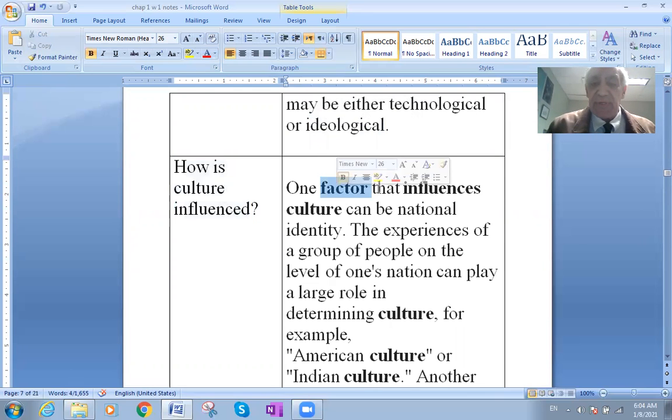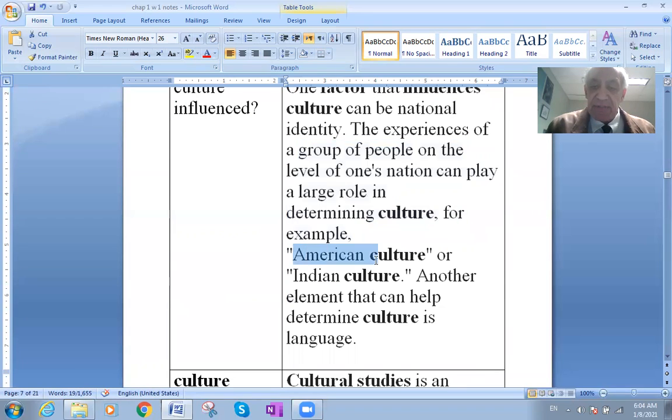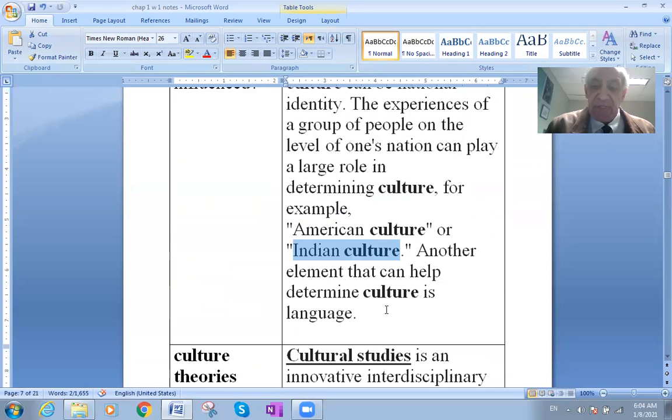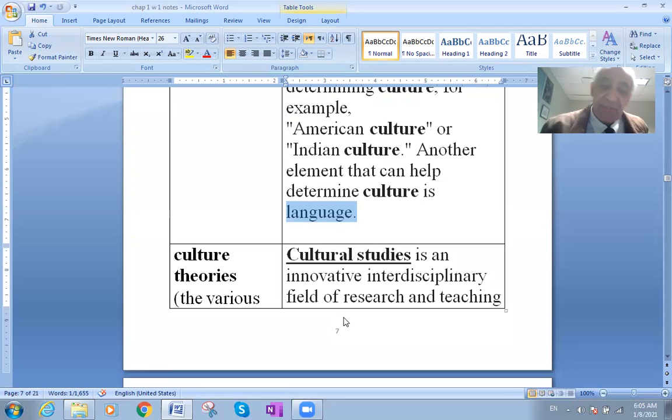One factor that influences culture can be national identity. The experiences of a group of people on the level of one's nation can play a large role in determining culture, for example American culture or Indian culture. Another element that can help to determine culture is language. Language is a very important part of cultural identity, and that's true.